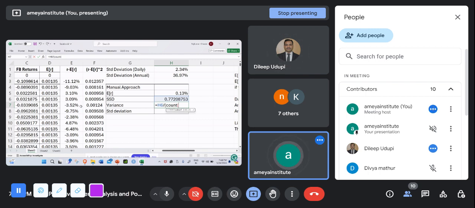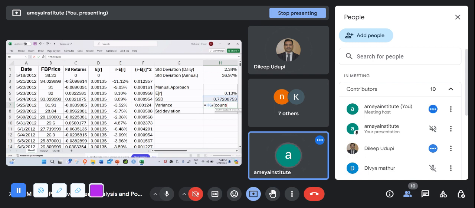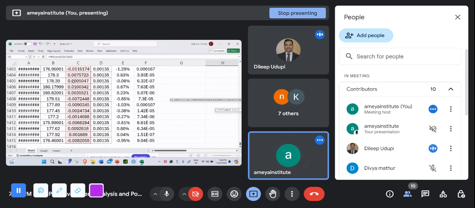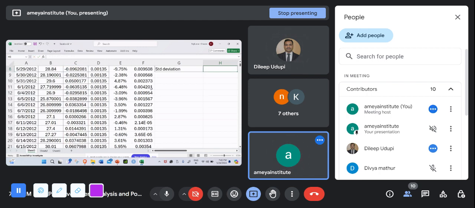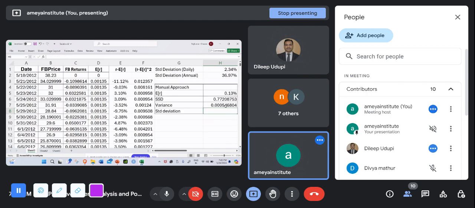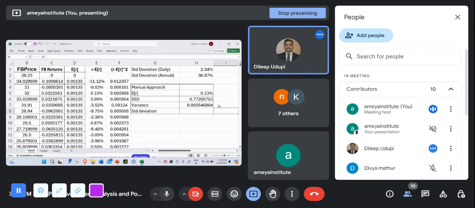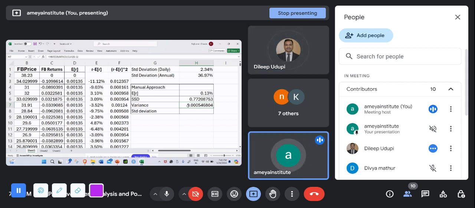So that is from your C6, or we can say C3 here. These two, control shift down. Then bracket close. N minus how much? 1. N minus 1, right? Again bracket close. You will get this value. Everyone got this? So what is variance? Variance is nothing but your square deviation into 1 divided by N minus 1.